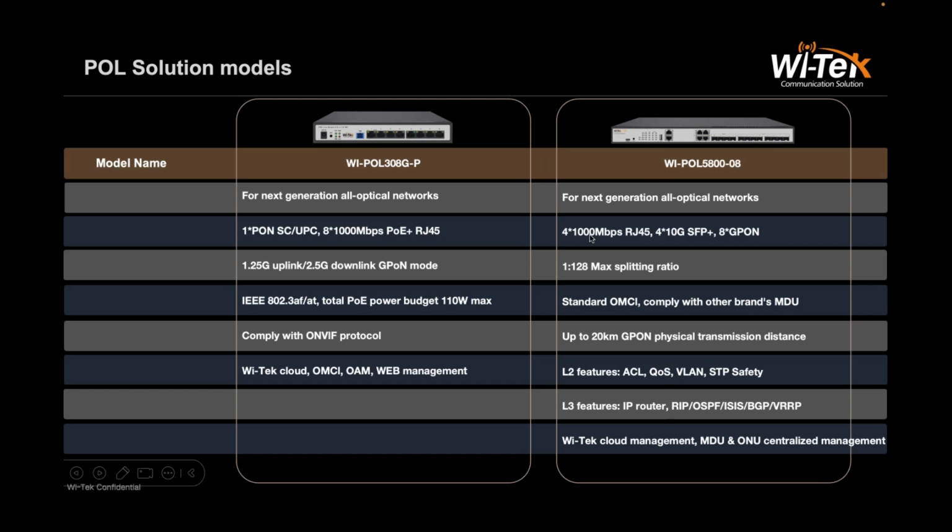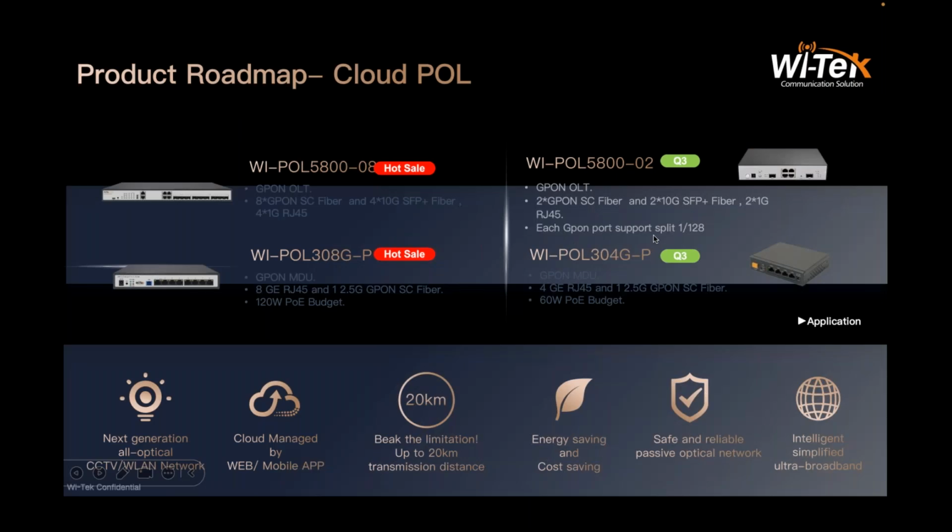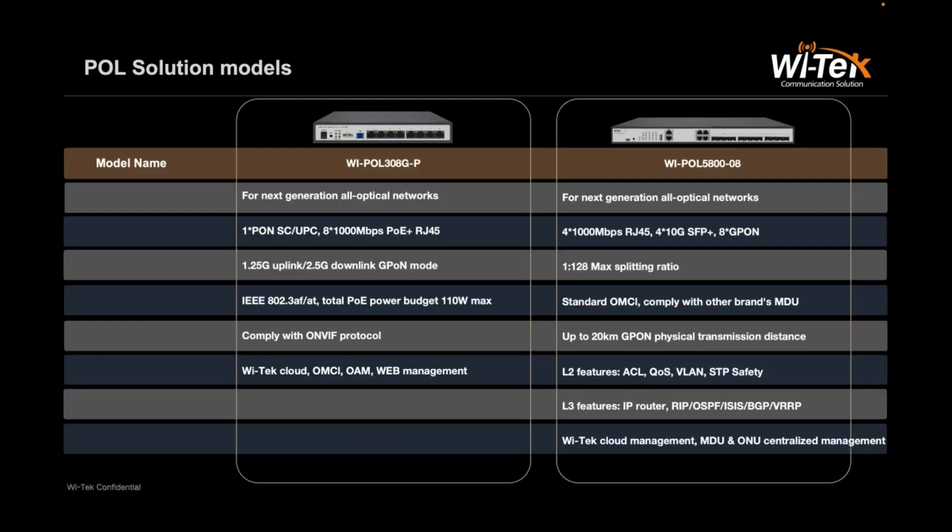And this ORT has 4 gigabit RJ45 and 10G fiber. The 10G fiber is the uplink. You can connect some server. You can connect your gateway. So there is no speed limit. And the downlink is 8 GPON fibers. Every GPON fiber can split to a maximum of 128 with a new splitter. So this is very powerful.